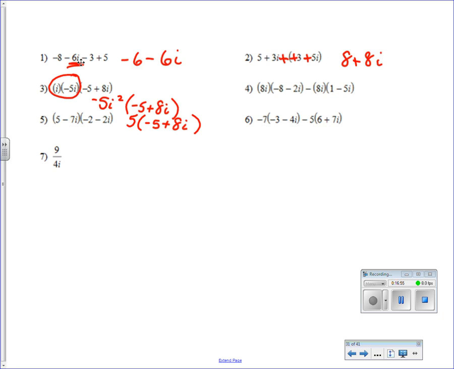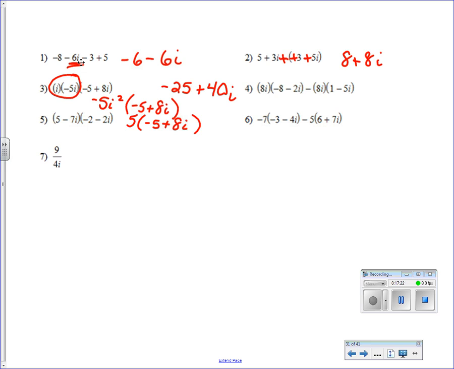So I cleaned that up, so now I'm not going to have higher powers other than squared of my i's. Now, 5 times negative 5 is negative 25, and then 5 times 8i makes 40i. Wild indeed. So it's just like polynomials, except that you've got i's that you have to take care of.